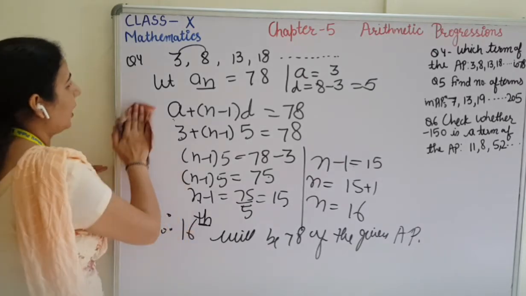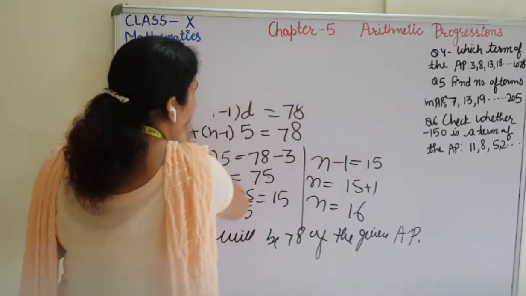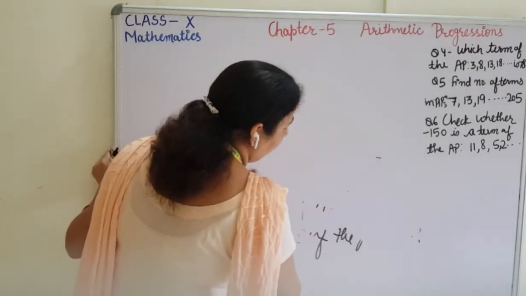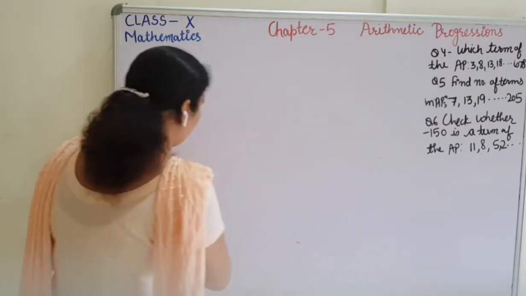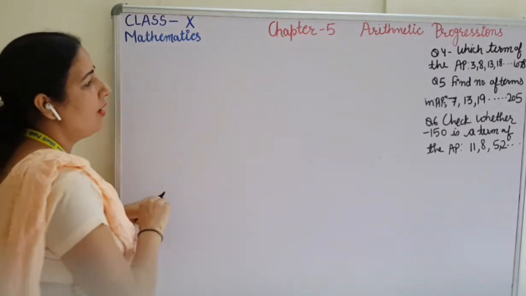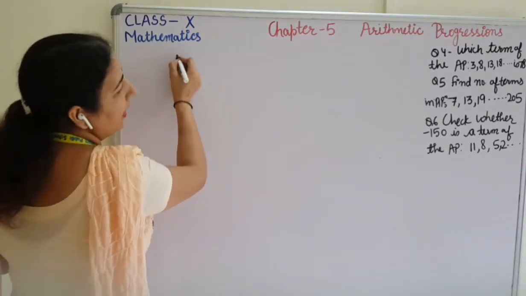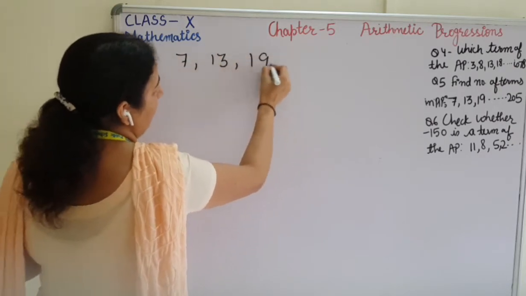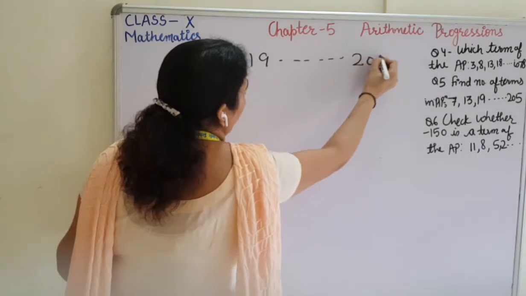Now we are going to start with question number 5. What they have written in question number 5: find the number of terms. They directly ask the question, find the number of terms. So whenever the question is find the number of terms, it means we have to calculate the value of n is equals to 205.